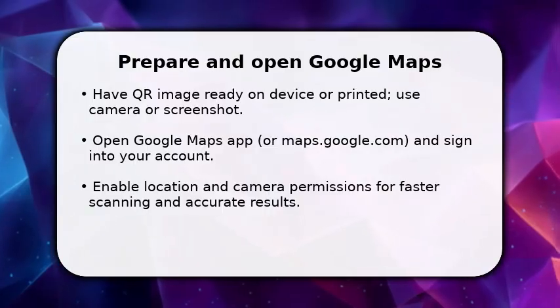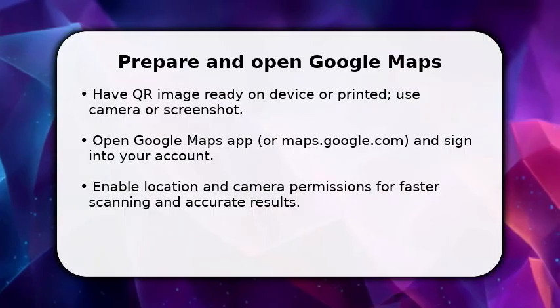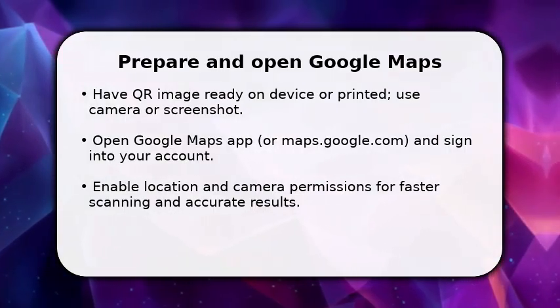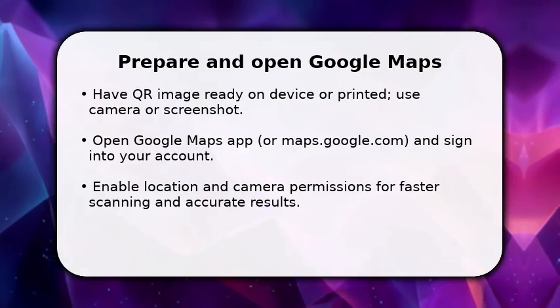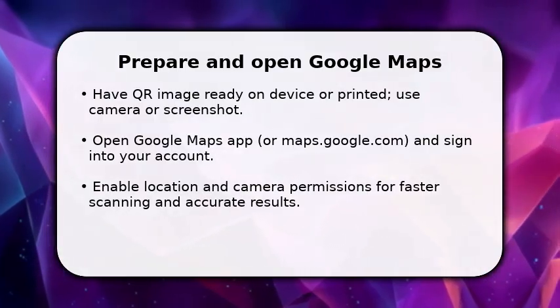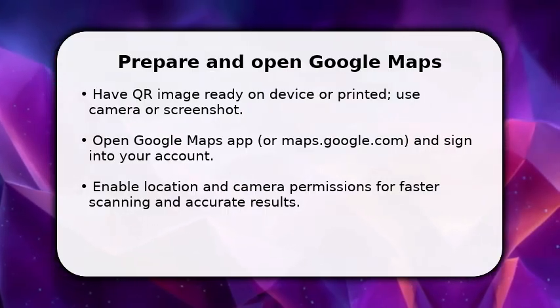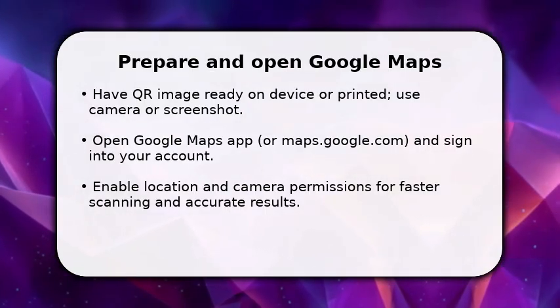You start by getting the QR code visible and Google Maps open. This saves time and avoids switching apps. Use the phone camera or a screenshot so you can scan quickly. Once done, grant location and camera permissions so maps can match the code to nearby places and suggest correct results.